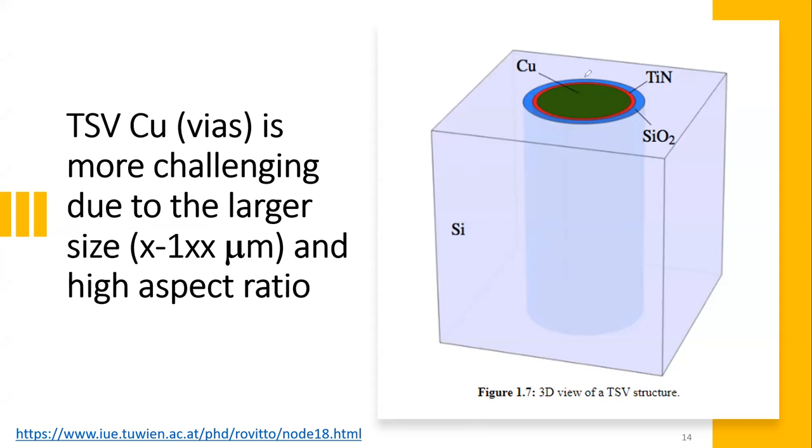And then pretty much what you do here, in a typical TSV, you have to isolate it with SiO2. Some people use SiN, that's okay, whatever suits your need. And then you have an adhesion layer, a barrier, titanium nitride, tantalum nitride, tantalum, all the things are doable. Titanium nitride because it's good and cheap, right? And you put copper here. So that's pretty much what a TSV via looks like, right? So this is the picture I want you to hold.